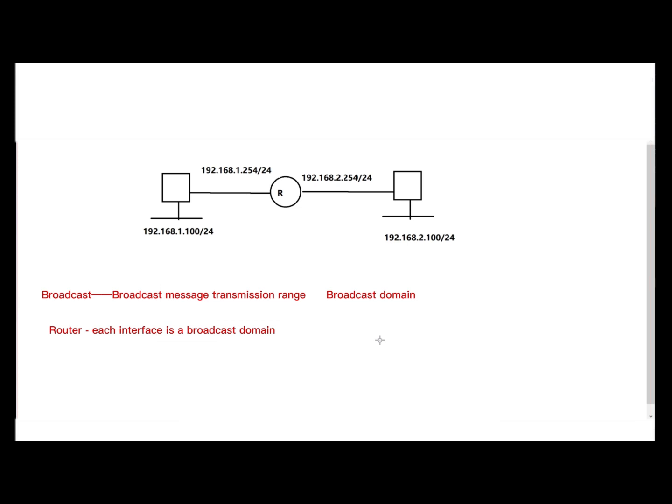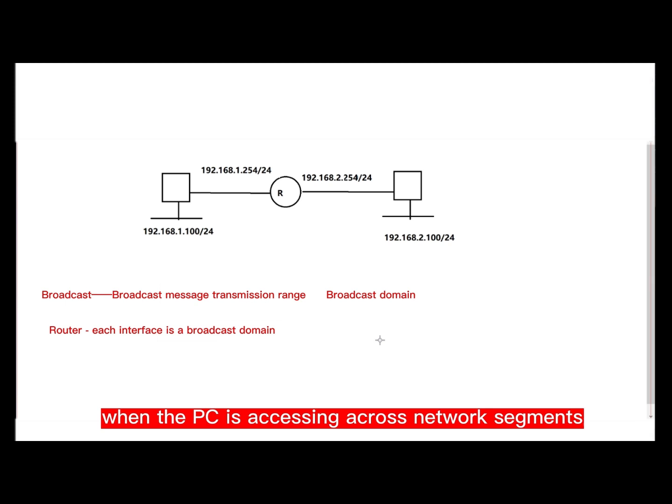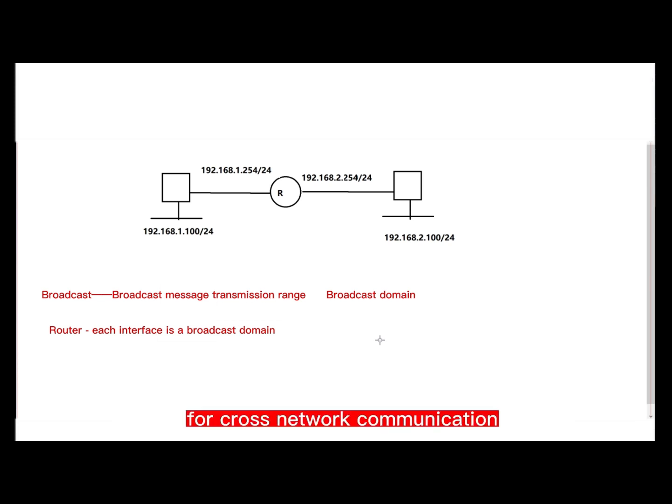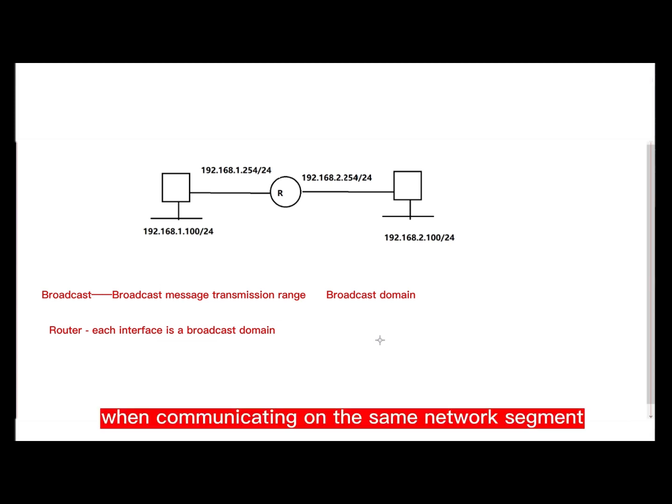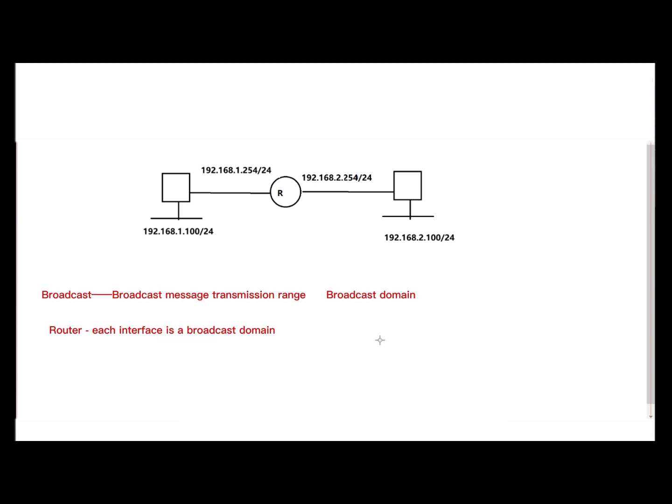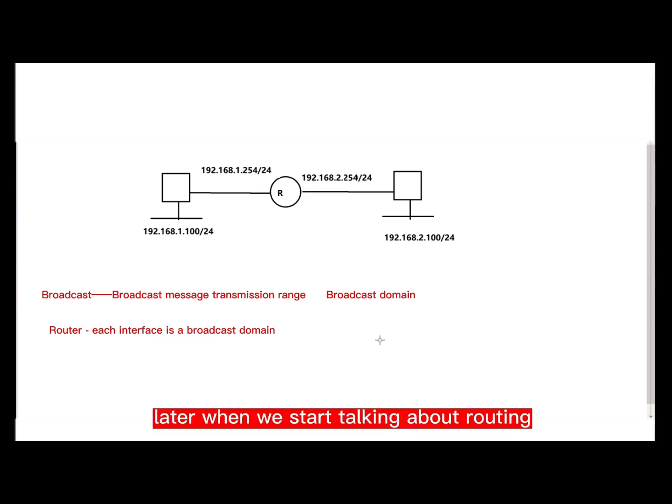That is, when the PC is accessing across network segments, the ARP broadcast goes out and the gateway gives it a unicast reply. For cross-network communication, it directly finds the gateway. When communicating on the same network segment, it will directly find the peer device. So everyone should know the importance of the gateway by now. Now you may not have a good understanding of the gateway. Later when we start talking about routing, gradually everyone will have a deeper understanding of it.